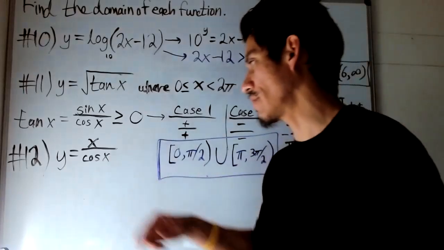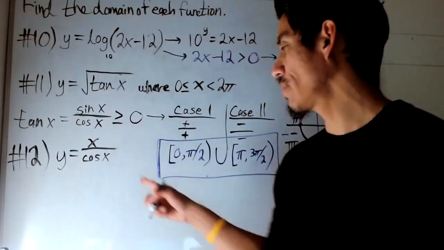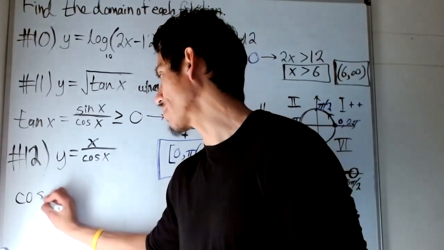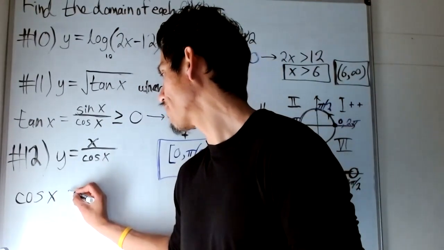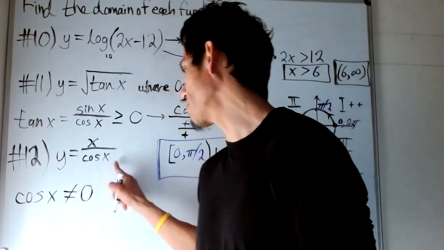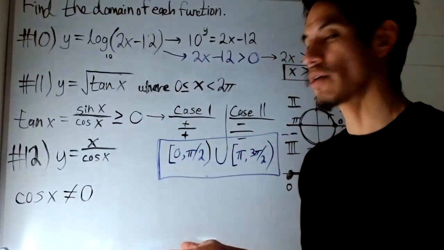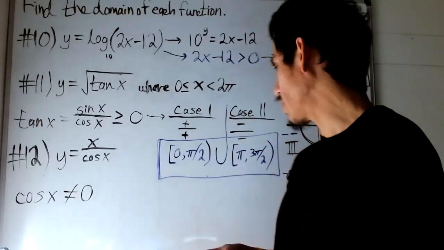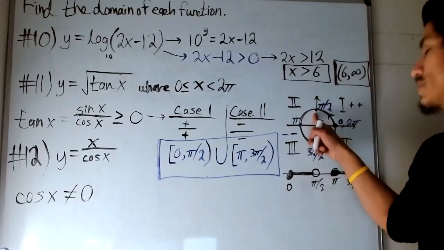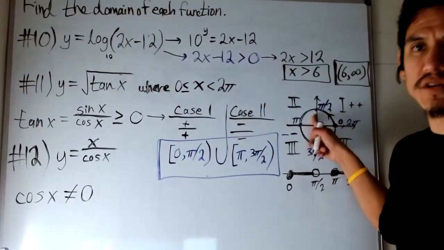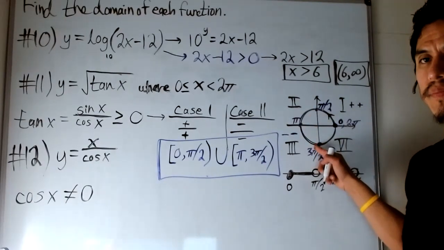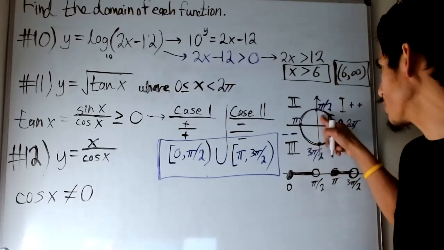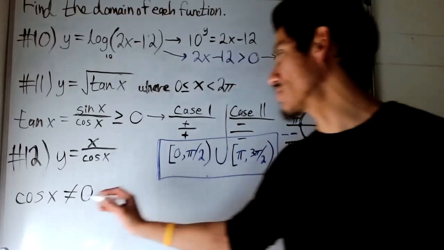And now the last one, y equals x over the cosine of x. We just can't have the cosine of x be 0, because we would be dividing by 0. So we want to understand, when is the cosine of x equal to 0? Well, going back to the unit circle, it's equal to 0 at the top, at pi over 2, and then at the bottom, 3 pi over 2. If we went again, we would be rotating to 5 pi over 2.